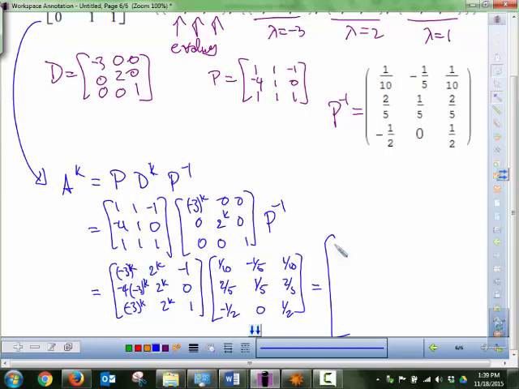1/10 times negative 3 to the k. Row, I'm not done with this yet. Plus 2/5 times 2 to the k. Row, and then plus 1/2. So this is just the first element of my 3 by 3 matrix.